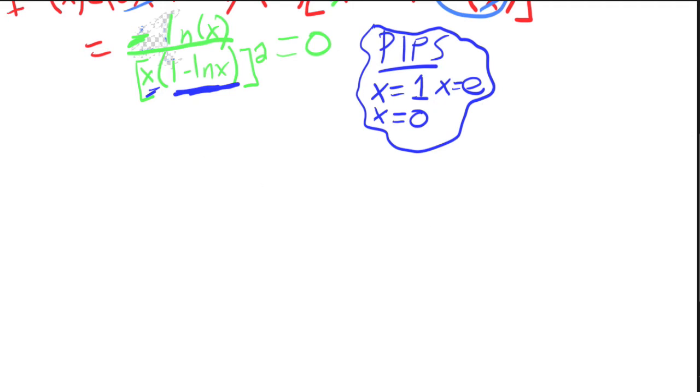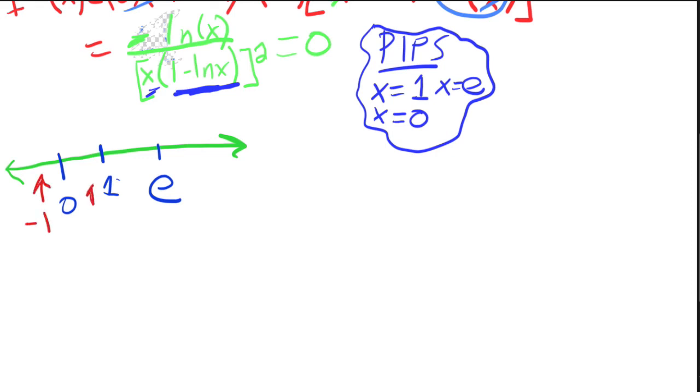And so let's do our number line here. Okay, so number line. And then let's put down our PIPs: 0, 1, and e. And let's do some test points. We can do negative 1, and then 1/2. And then right here we can do 2, and then here we could do 3.